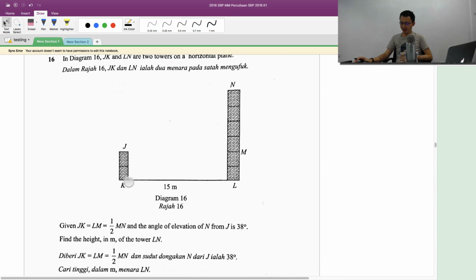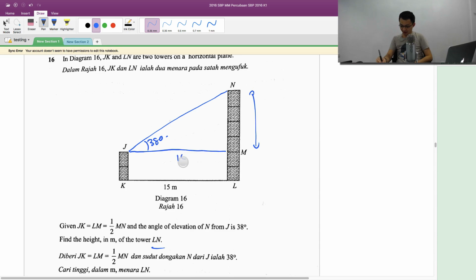The angle of elevation of N from J is 38. I will try to draw the elevation. I connect J to N first, and then I draw my horizontal line. I always need to draw this one by myself. This is 38. Basically, I need to find the height because the question asks me to find LN. So I can find MN first, then only I find the rest.